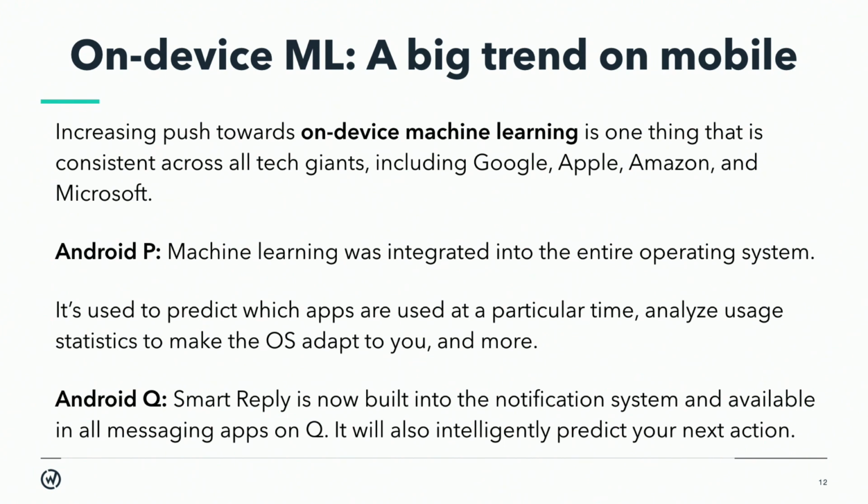As an overall trend, we can notice that there's an increasing push towards on-device machine learning. And talking about Android specifically, in Android P, machine learning was integrated into the entire operating system, and it's used to predict which apps are being used at a particular time. And that allows the operating system to adapt to your habits. Then on Android Q, for example, we have Smart Reply, so it's going to be built into the notification system, and it will be available in all messaging apps.